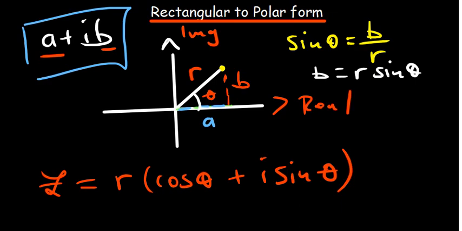Then the same concept can be applied to our a. So a is adjacent to the angle theta, so we use cosine for that. So cos theta is going to be the adjacent side a over the hypotenuse, which remains the absolute value r there. So if you make a the subject, it's going to be r cos theta.